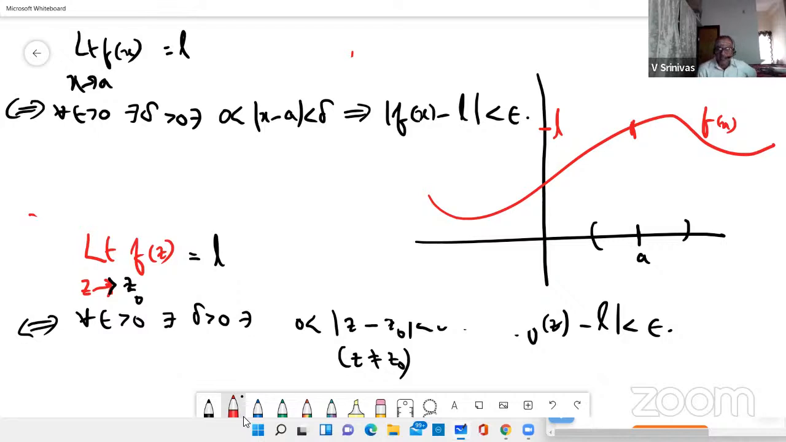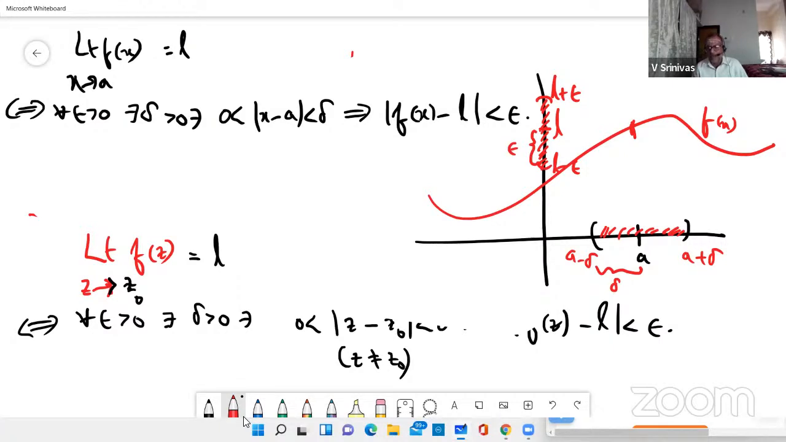If the following thing happens: you take any arbitrary epsilon neighborhood of L. This is L plus epsilon, and this is L minus epsilon. This vertical interval on the y-axis is called the epsilon neighborhood of L. Corresponding to that, we should have a delta neighborhood of a. This is a minus delta and this is a plus delta. This is the delta neighborhood of a, with radius delta. The radius of the other neighborhood is epsilon.